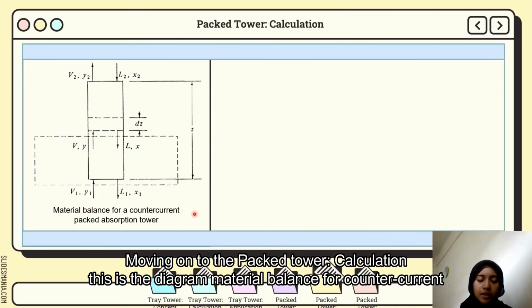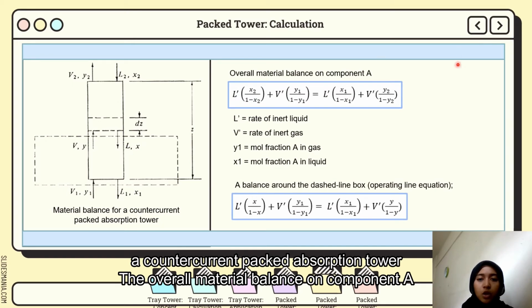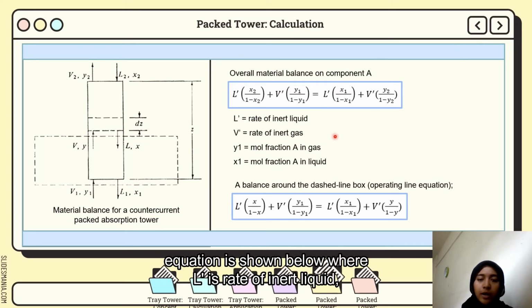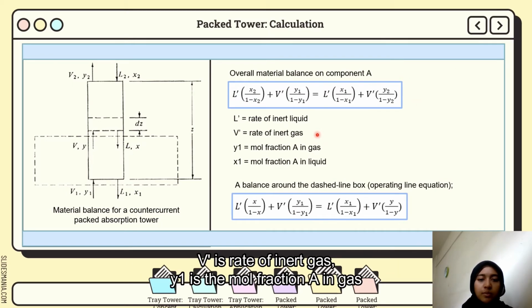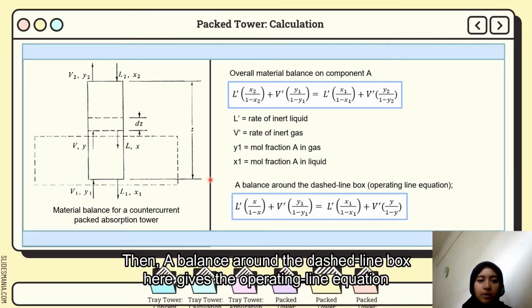Moving on to the packed tower calculation, this is the diagram of the material balance for a counter-current packed absorption tower. The overall material balance on component A equation is shown below, where L prime is the rate of inert liquid, V prime is the rate of inert gas, Y1 is the mole fraction of A in gas, and X1 is the mole fraction of A in liquid. The flows L prime and V prime are constant throughout the tower, and an A balance around the dashed line box here gives the operating line equation.